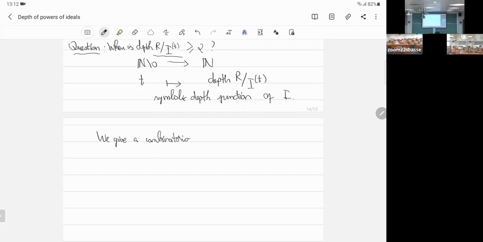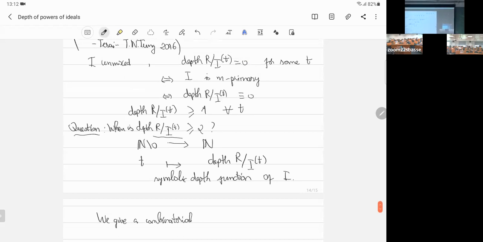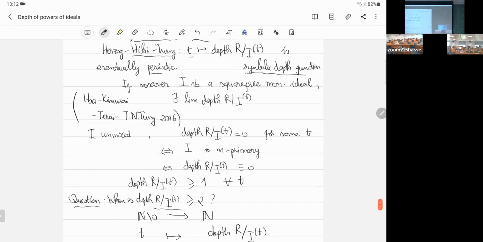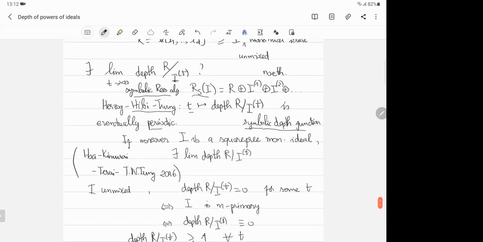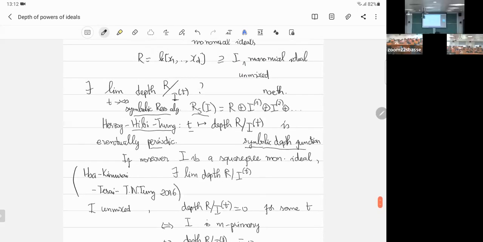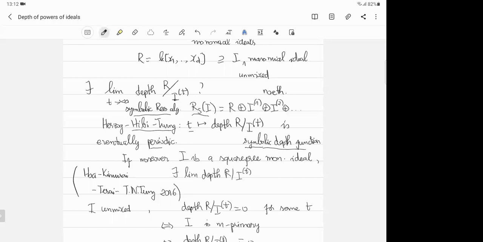Excuse me, Professor, I have a question. Yes. So you said this symbolic depth function is periodic, right? So eventually periodic for a monomial ideal. Yeah. Okay, so can you give us a comment on what has caused periodicity in this function? Yeah, it comes from the Noetherianity of the symbolic Rees algebra.